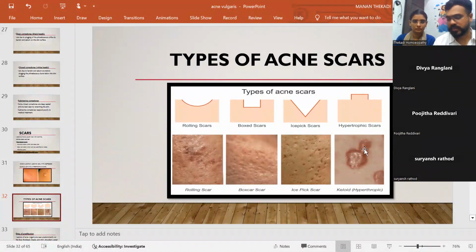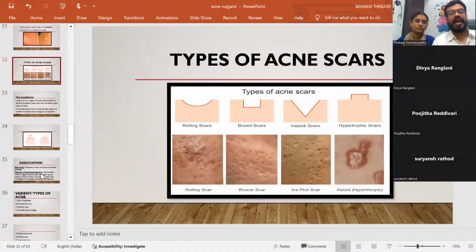That can be reduced with our routine medicine. And yes, box scars are not curable. They can be reduced. The rolling scar with pigmentation sometimes gets cured, but these are things which are not completely curable. And the fourth thing is the hypertrophic scar, that is keloid. That is called keloidal acne, that is called cystic keloidal acne.